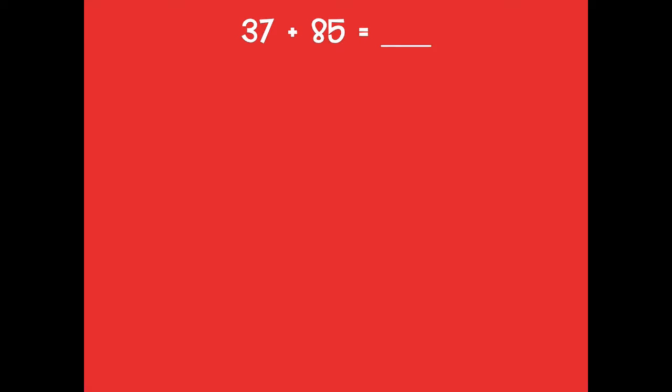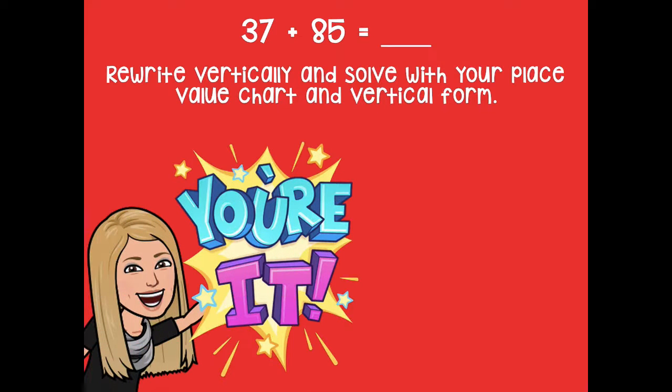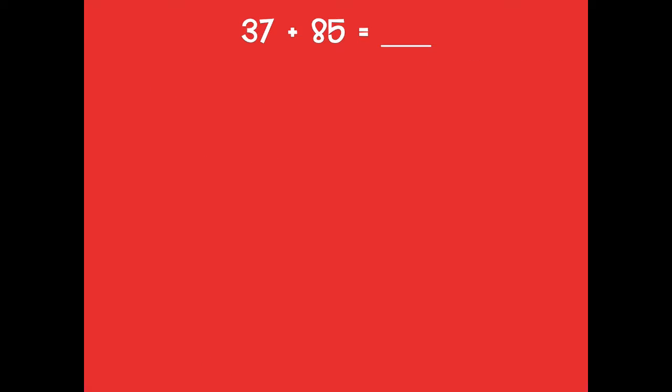We have 37 plus 85. So you guys are going to rewrite it vertically, solve with your place value chart, and in vertical form. So pause the video, solve this problem, and then click play when you're ready to go over it together. All right, friends, pause if you need more time.